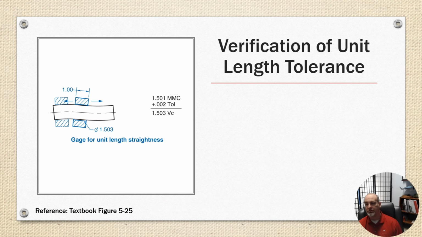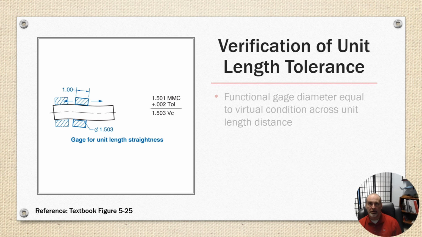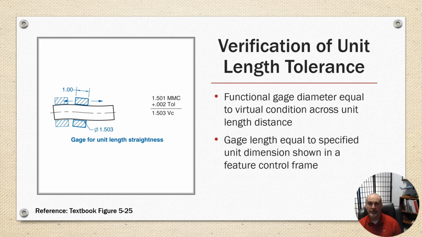That comes into play with much longer parts. Okay, verification of unit length tolerance. Functional gauge diameter equal to the virtual condition across the unit of length. So they've got an example of a gauge that's at the tolerance size and width, and it's got to slide all the way down the part. The gauge length is equal to the specified dimension shown in the feature control frame.